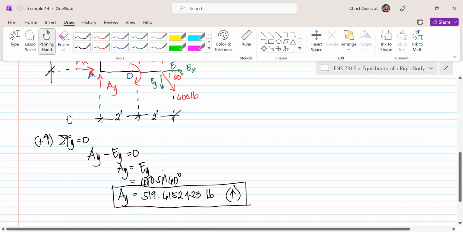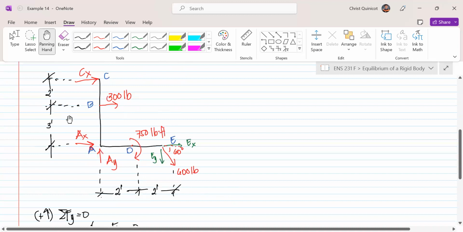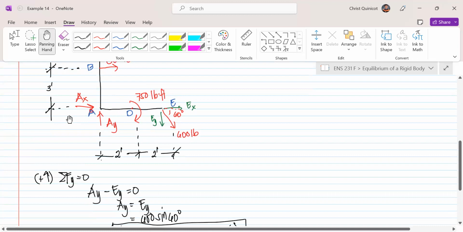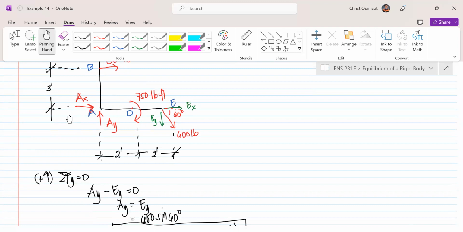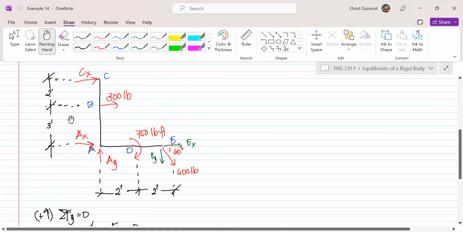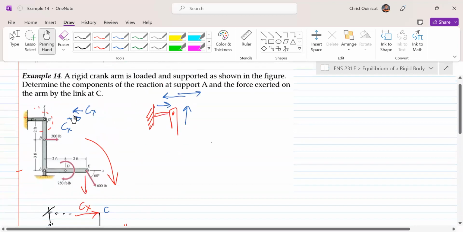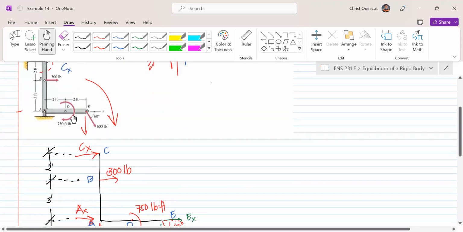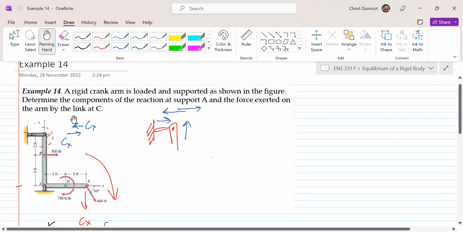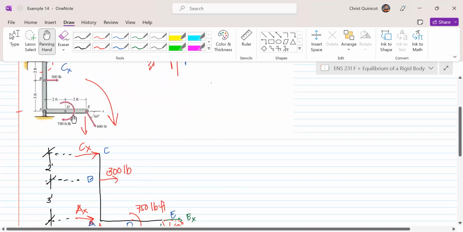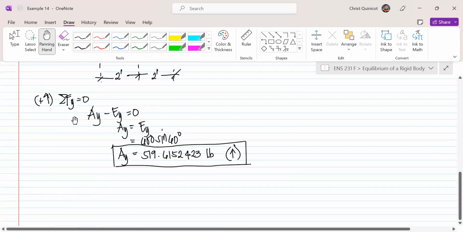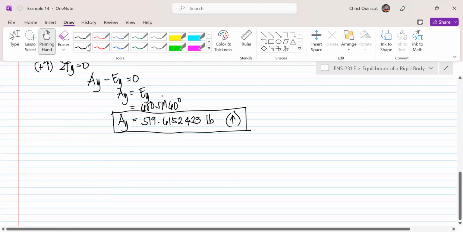Okay, next. Like I said, if we do force summation in the x, we'll have two unknowns. So therefore, since we have already used one equilibrium equation, which is summation of forces y, and we cannot use summation of forces x, then we move on to summation of moment. Now we can take moment at C, or we can take moment at A. If we do moment at A, we can get C sub x. So let us take moment at A for this example.